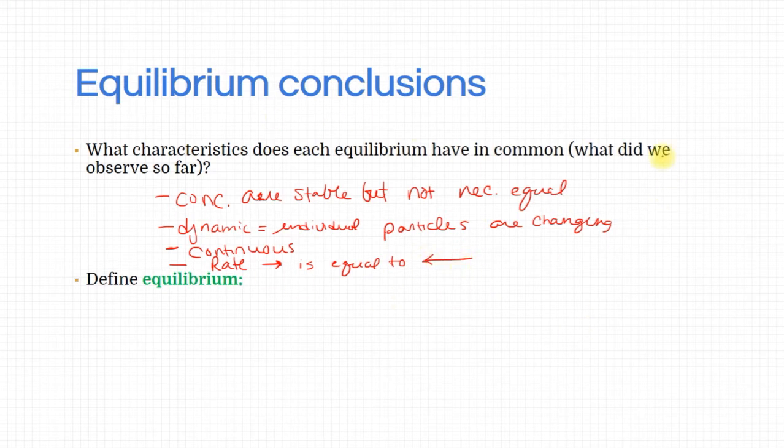So using all of these characteristics, try to come up with a 1 or 2 sentence definition of equilibrium. Use your words, not your book or the internet. All right? Come up with something that you can remember, something that will define what equilibrium is for us.